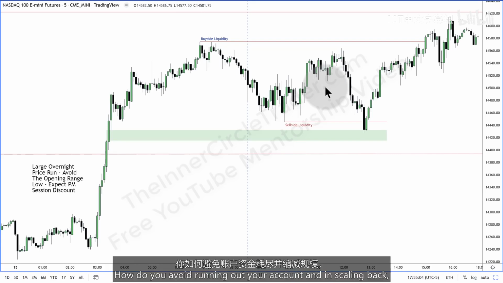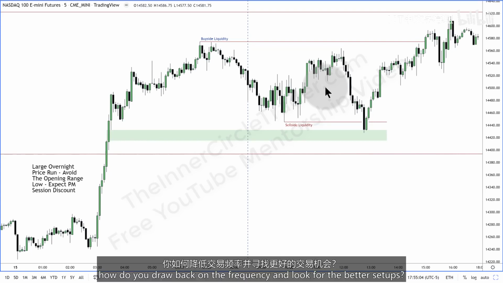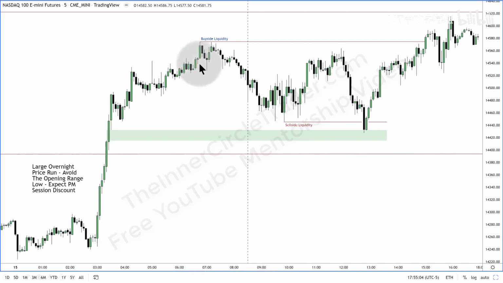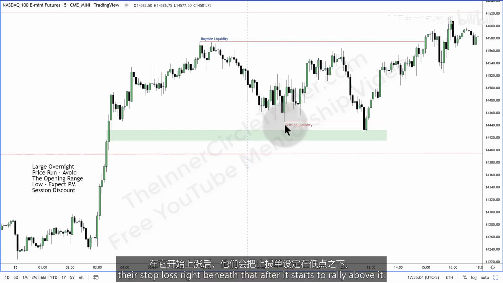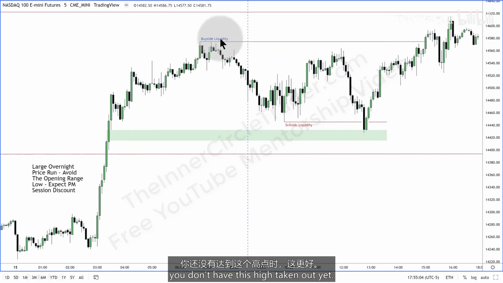How do you avoid that? How do you avoid running out your account and then scaling back if you're a high frequency type of trader? How do you draw back on the frequency and look for the better setups? What I'm showing you here. You wait. You don't chase the overnight run, and you wait for them to give you a low that everybody overnight will want to put their stop loss right beneath that after it starts to rally above it. It's even better when you don't have this high taken out yet.